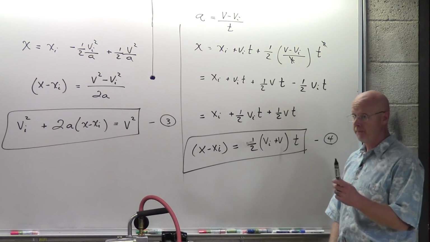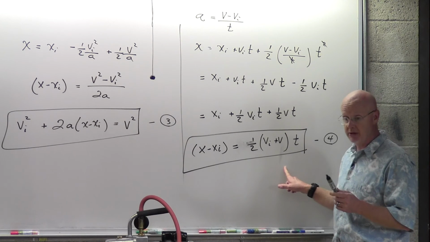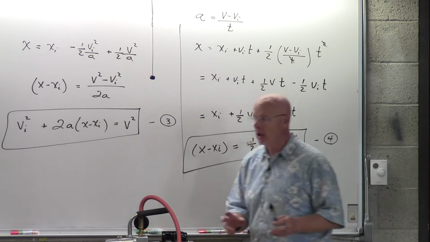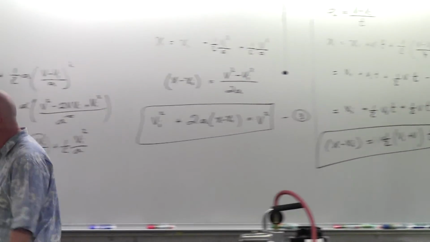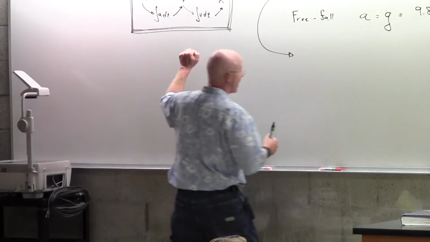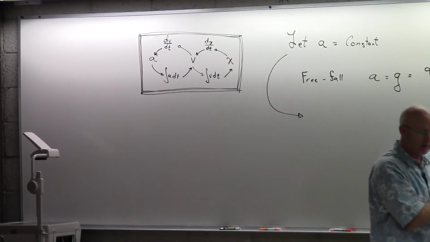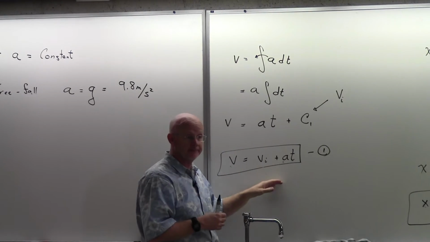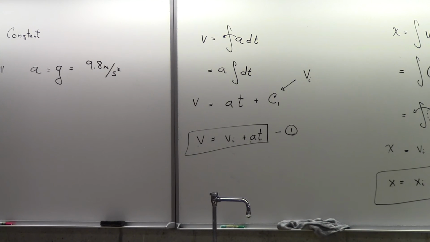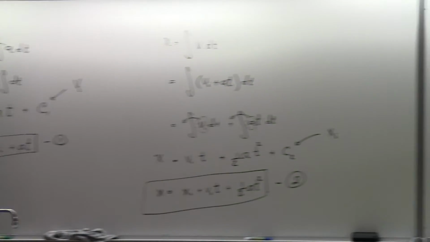I should warn you, though, especially with this one. Isn't this only valid for constant acceleration? See, everything I've been doing for the last half hour-ish has been with constant acceleration. We started it way back here. I said that everything you needed for this chapter is right here, but I said let's do a special case. And that special case is constant acceleration. So we got equation 1. And I think it's hard to remember that this one is only valid for constant acceleration because there's no a in it. But remember, where did it come from?